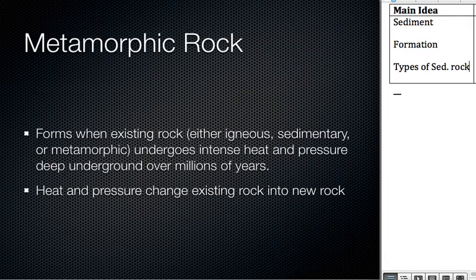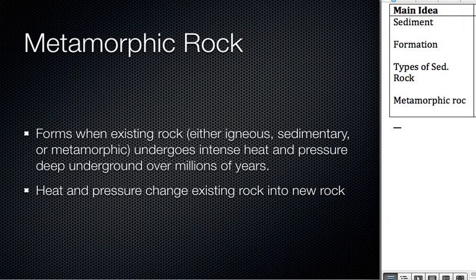Now we're going to look at metamorphic rocks quickly. A metamorphic rock forms when an existing rock, either igneous, sedimentary or metamorphic, is going to undergo intense heat and pressure deep underground over millions of years. And it's going to change that existing rock into a new rock. Now, this new metamorphic rock is going to have some similarities to the original rock, but it will also have some clear differences, in the same way that cookie dough has clearly some similarities to the cookies that form from it, but they're not the same thing. So we're basically baking this existing rock over millions of years into a new rock.